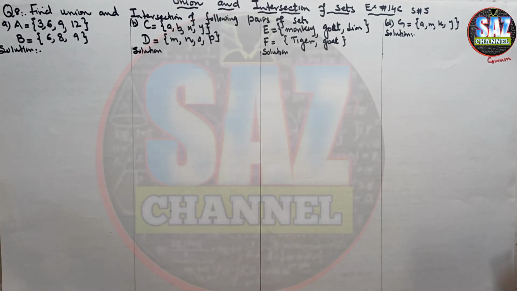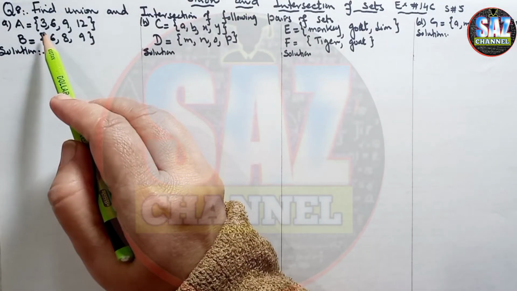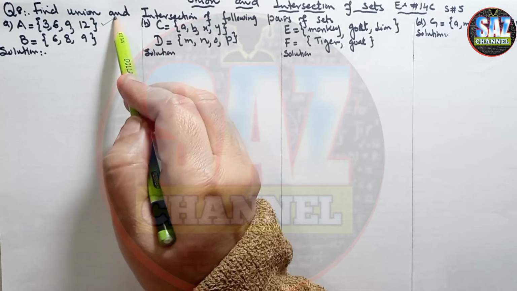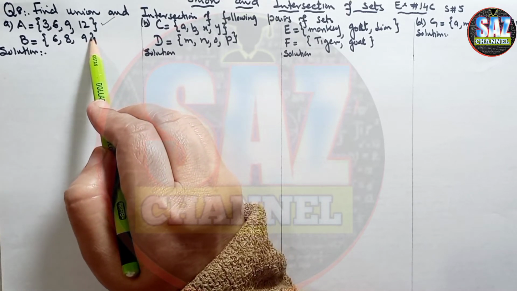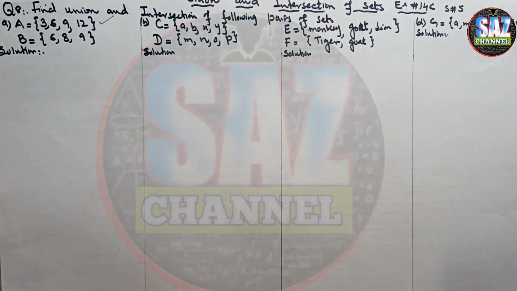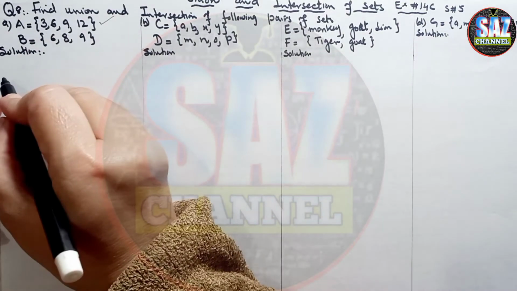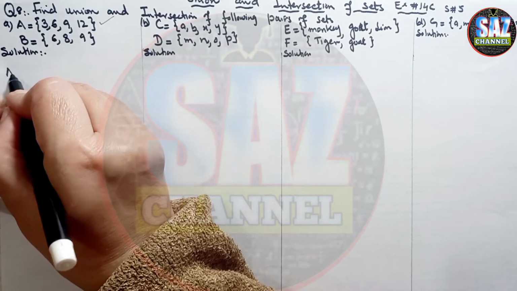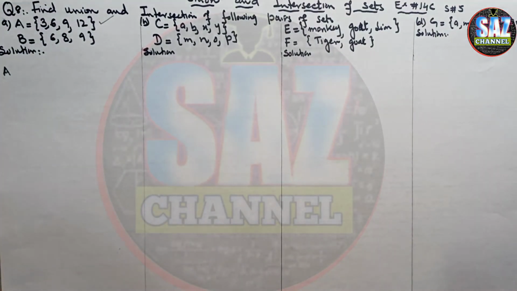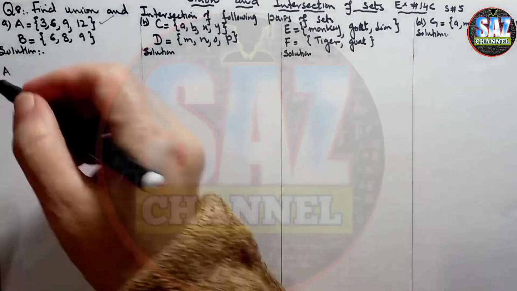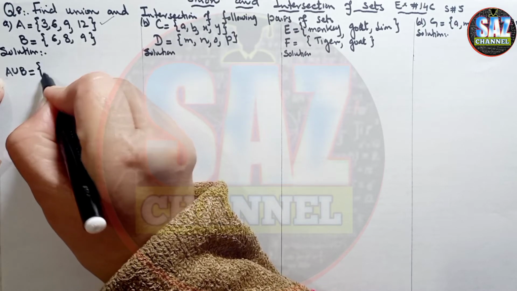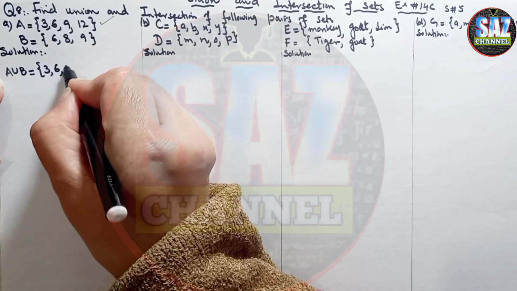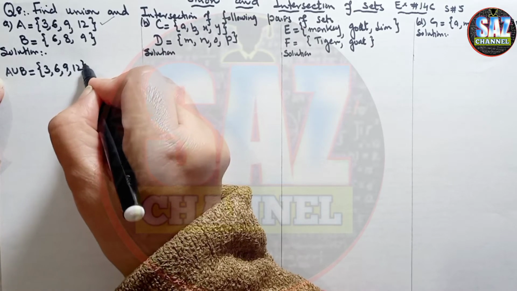Let me read first part of the question, and in first part the given sets are A equals to 3, 6, 9 and 12 and B equals to 6, 8 and 9. And first of all, we have to find the union. So in order to find the union, I have to write A union B equals to, then I have to write the elements of set A, that is 3, 6, 9 and 12, and then I have to take the union.